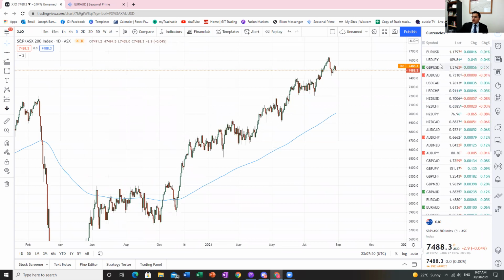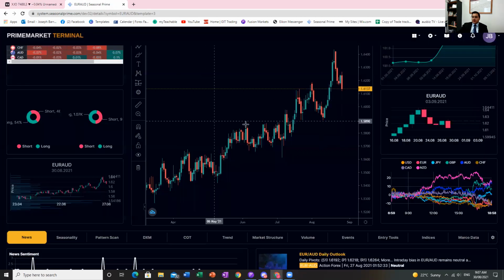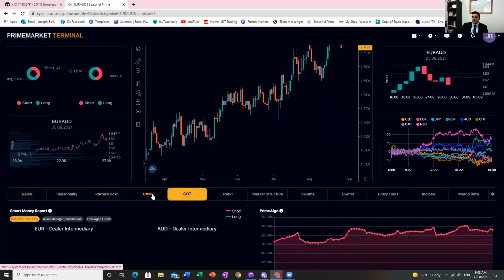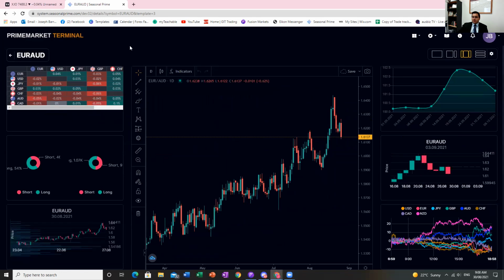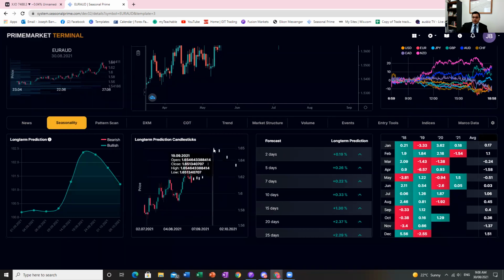So the main things we're looking for are pound dollar long, Aussie dollar short, Aussie Swiss short, Aussie yen short, pound Oz long, Euro Oz long. Also with the Euro Oz, again referring all the way back to this, is looking at the long-term seasonality of it. It's expected to push all the way up into 1.654, give or take, before coming back down to 1.63.